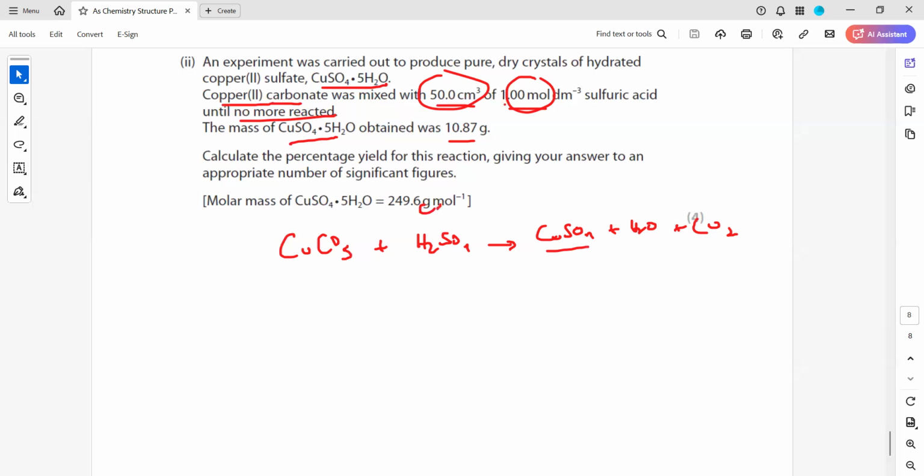So concentration times the volume will get the moles. So this will be 0.05. Okay. So 0.05. And the ratio between sulfuric acid and copper sulfate is 1:1. So we'll get the same moles of the copper sulfate. And we'll find what mass we should get. So we multiply by the molar mass. Molar mass of copper sulfate, copper is 64, sulfur is 32, and oxygen is 16 multiplied by 4. So when you multiply, what's the answer here?